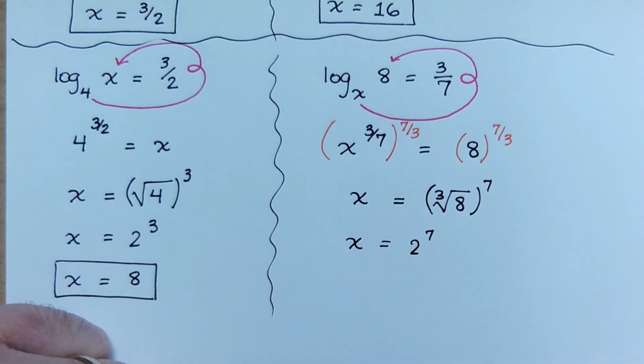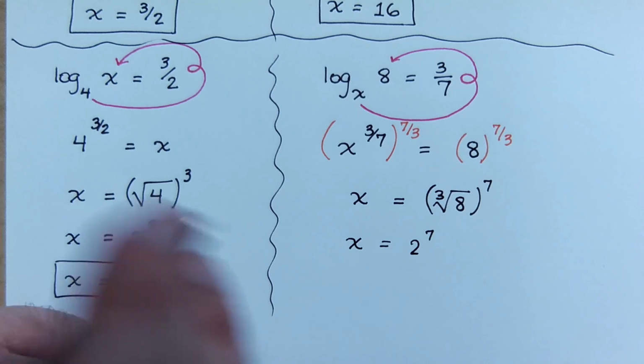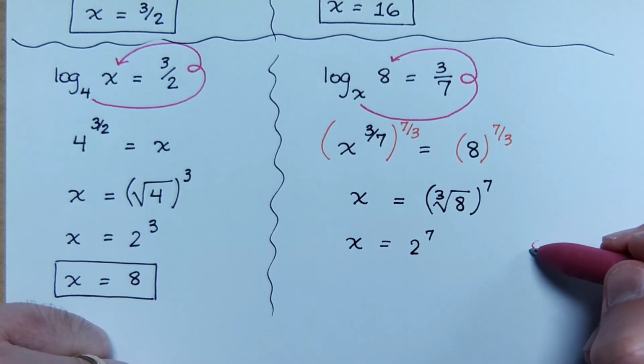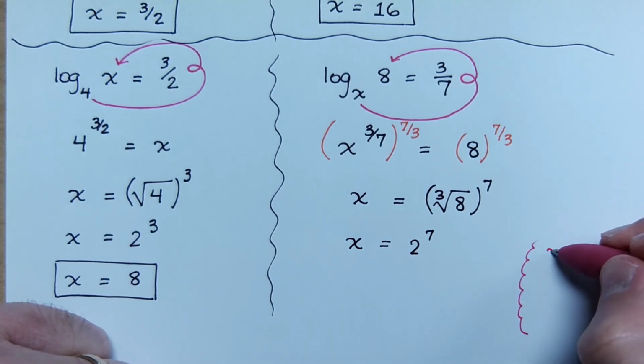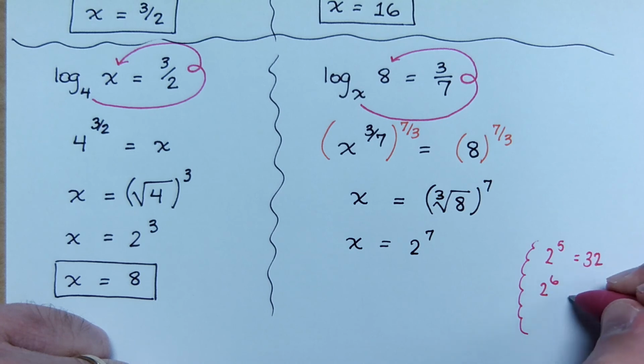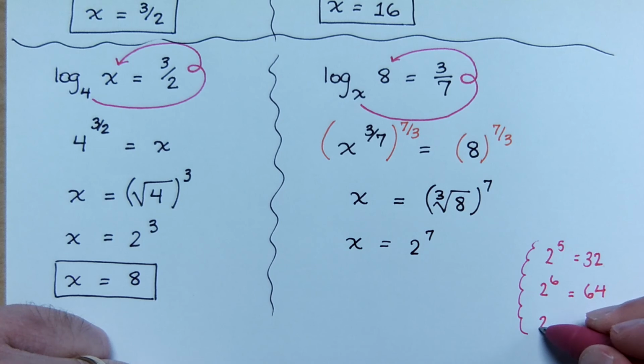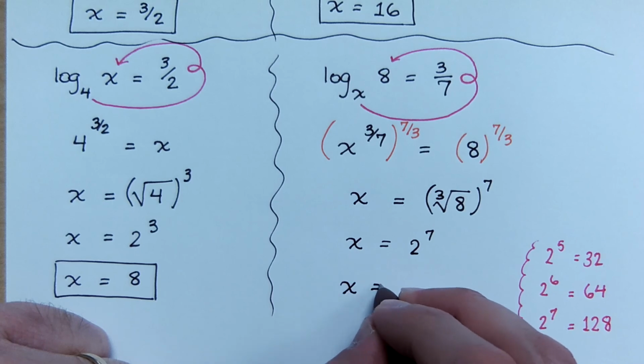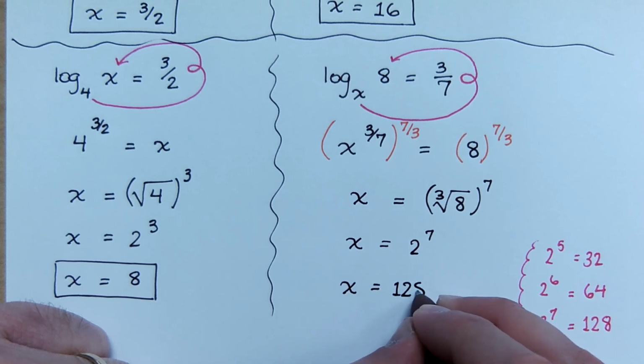If you know your powers of 2, you don't have to start from the very beginning. So some of you may already know that 2 to the 5th power is 32. So I just need to build from here. 2 to the 6th is times another 2, that's 64. 2 to the 7th is multiplying that times yet another factor of 2 to get what? 128. Cool. So x equals 128.